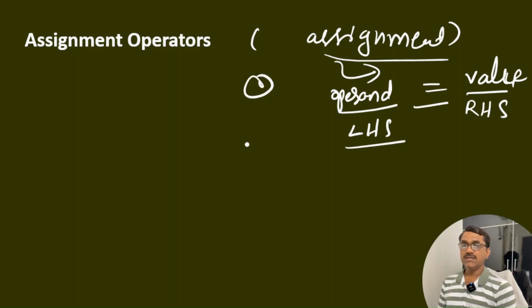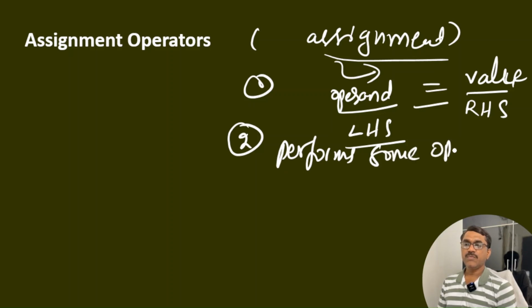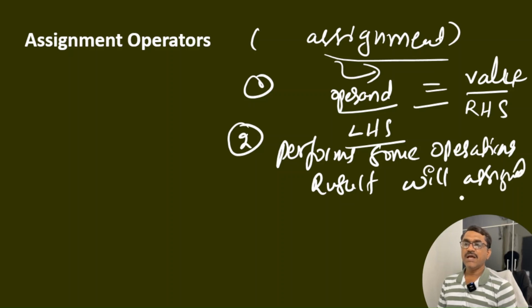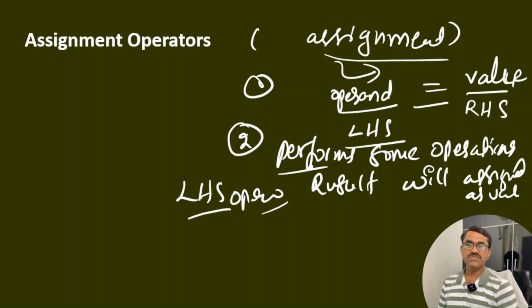Now, what is another function of this assignment? Not only this simple assignment, the assignment operator can also perform some operations. After performing the operations, the result will be assigned as the value to the left hand side operand. This is the advanced version of the assignment statement. So now we are going to talk about the various types of assignment operators.